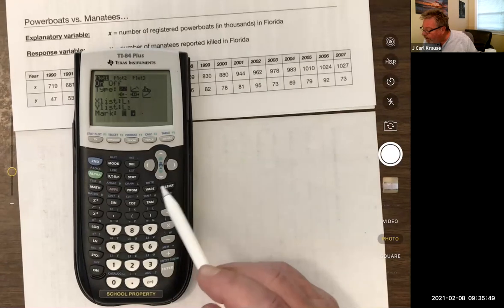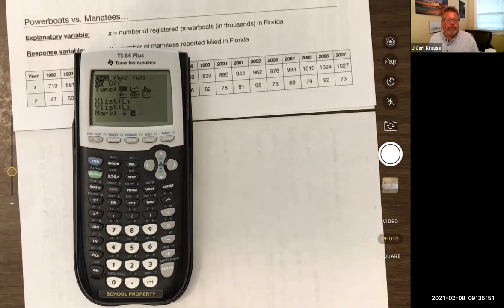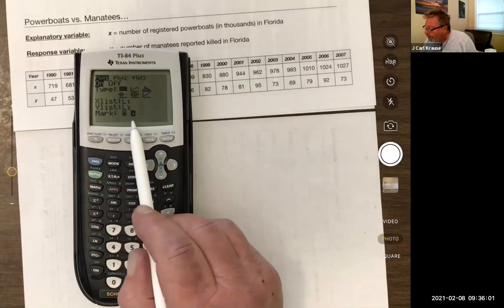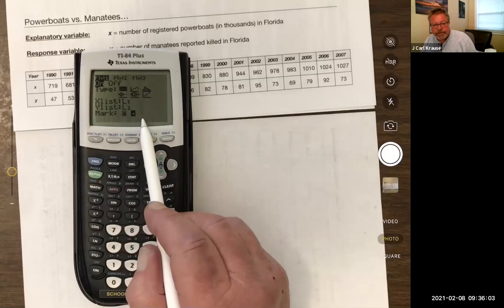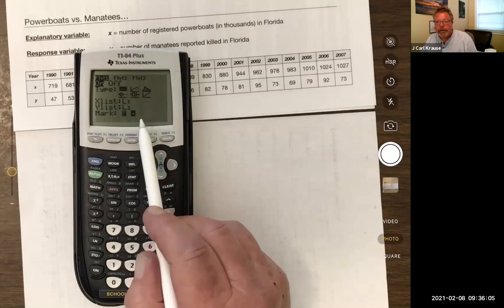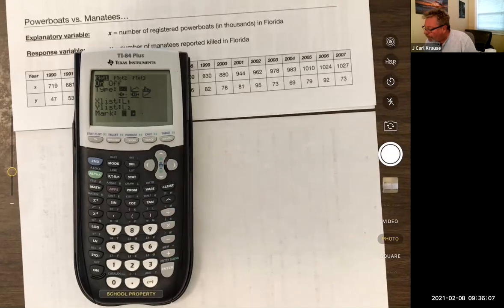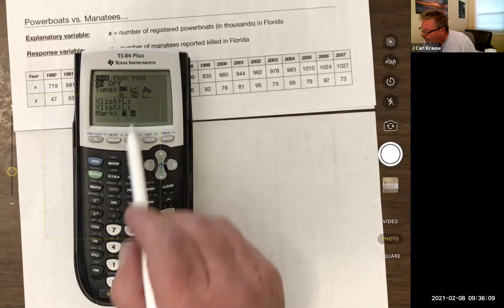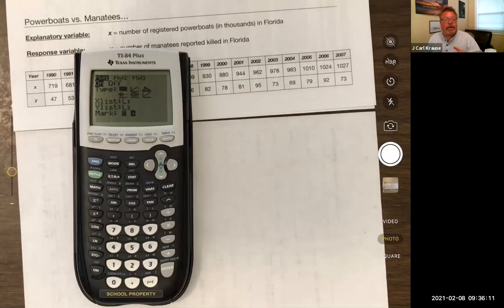And then you come down here and you have a choice of 3 different types of marks that the calculator will use to create this scatter plot. You can use a box, you can use a plus sign, or you can use a single dot, 1 pixel that nobody will ever be able to see. So I like to use that plus sign right there. Okay, so the plot is now set up.